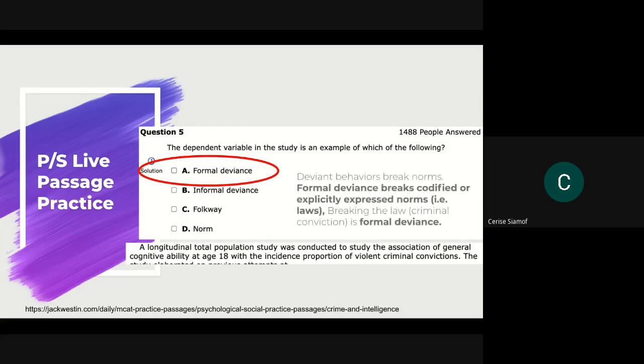So that would be an example of deviance. So all deviant behaviors break norms, but what you have to decide then is whether this deviance is formal or informal. So when choosing between these two, formal deviance breaks codified or explicitly expressed norms. So the classic example of that would be a law. So then breaking the law, which is implied here because they have criminal convictions, is formal deviance. So that would lead you to A.